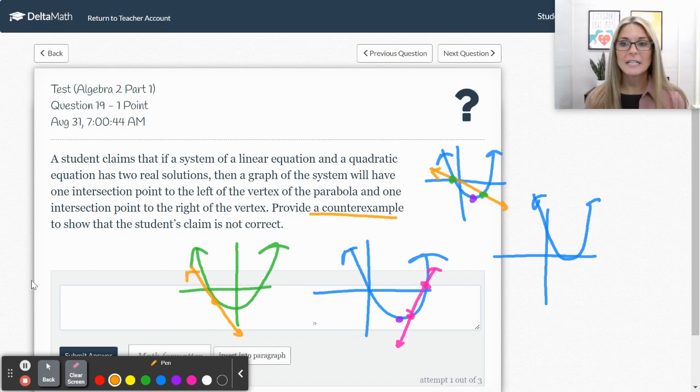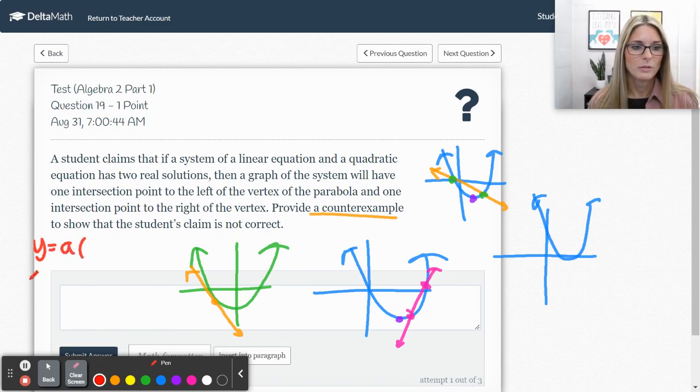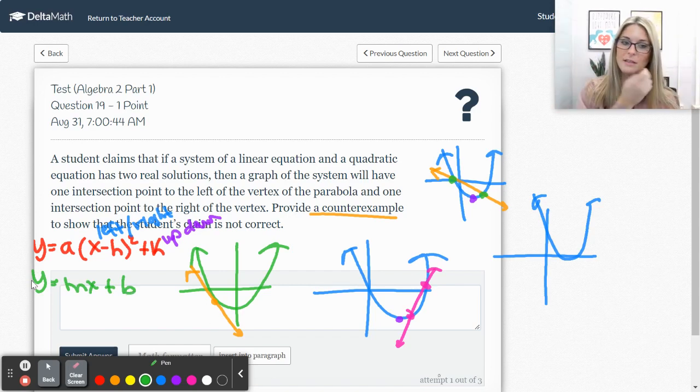How you could provide a counterexample is to play around a little with your calculator, graphing different ones. Remember vertex form of a quadratic: you could plug in how much you want it to shift left and right, and the k will shift it up and down. And you're fairly familiar, I hope, with slope-intercept form. You could manipulate them so it is only crossing at two places, or maybe only kissing at one spot for an intersection. I'm probably not going to use this one on the quiz, but that student's claim is not accurate. Most of the time, maybe, but not all the time.